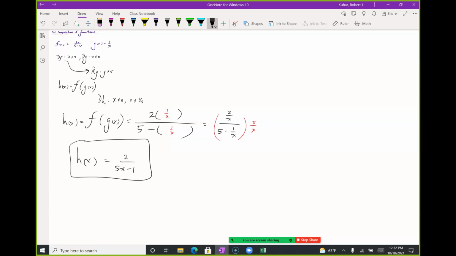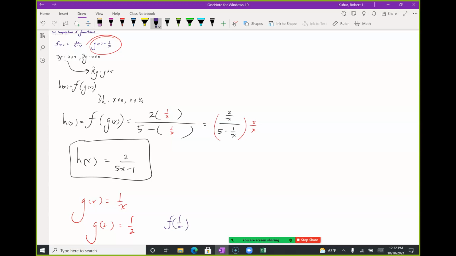So let's find something in the domain of g that's not 0 or 1/5. Somebody pick something in the domain of g for me. Two. Sure, 2. So let's find g of 2. g of 2 is 1 over 2. Done. Easy. So let's now find f of 1/2.